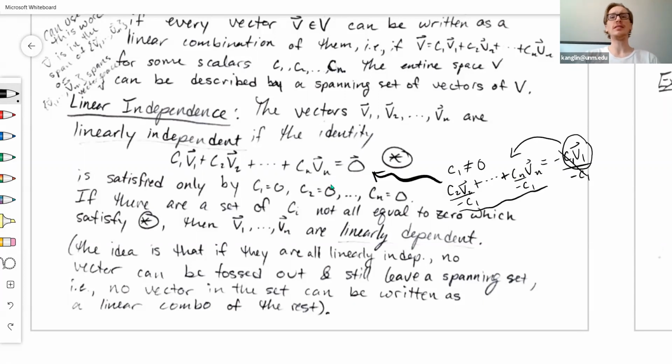Right, so if a single one of these C values is not zero, and you still get this identity being true, it means really one of those vectors could have been written as a linear combination of the others, meaning you had a dependent set, not an independent set.